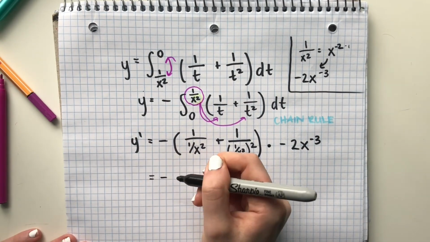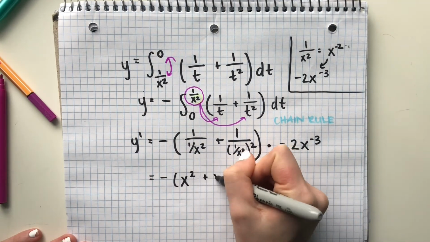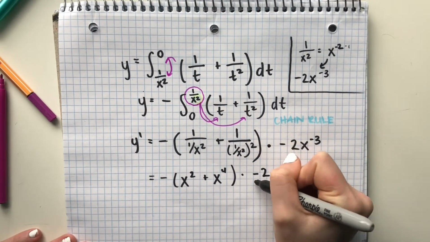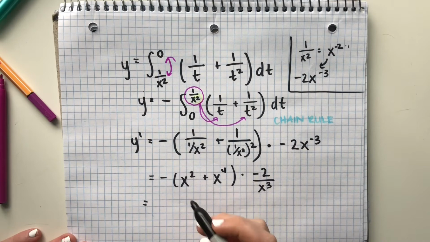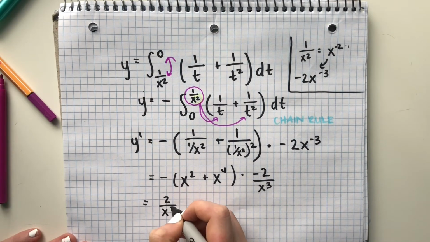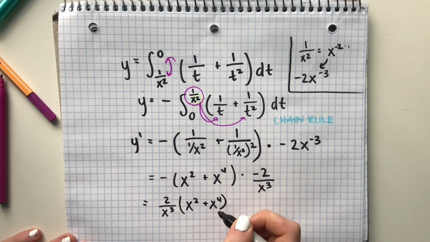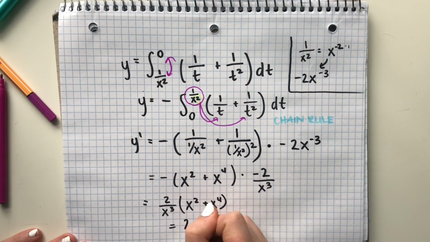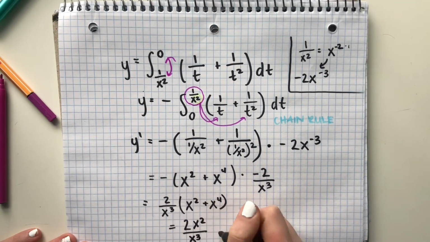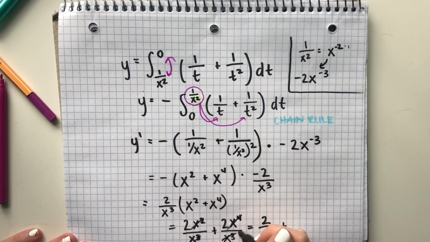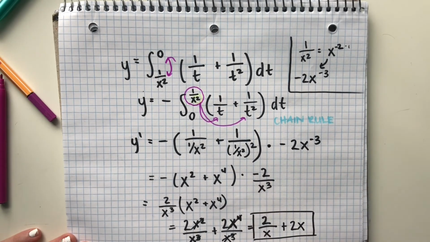So now we have that, we can simplify the equation here. And then we're going to simplify the other one too. We're going to fix it up, bring that x to the bottom. Now we can bring that 2 over x cubed to the front. The negatives cancel out, so this is going to be a positive. We can distribute that. It's going to be 2x squared over x cubed plus 2x to the fourth over x cubed. Simplify that, we're going to get 2 over x plus 2x, and that is your answer.